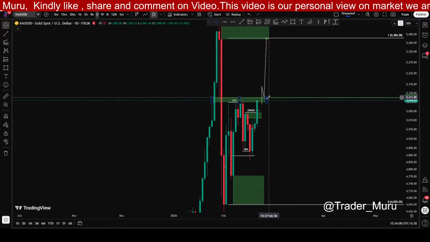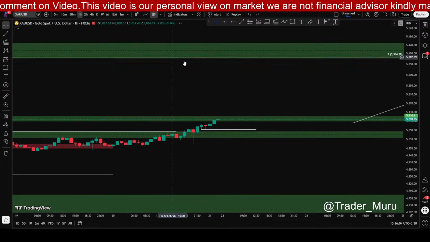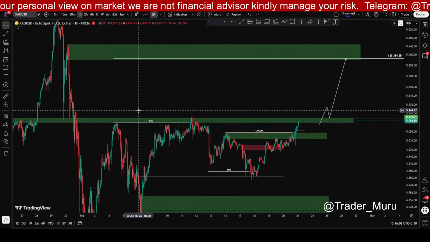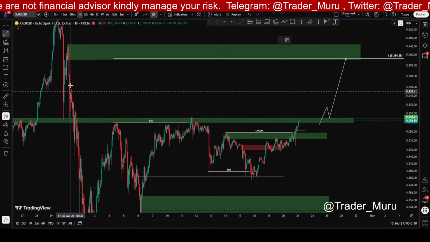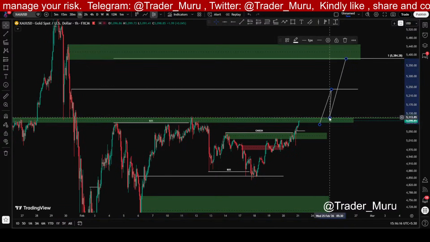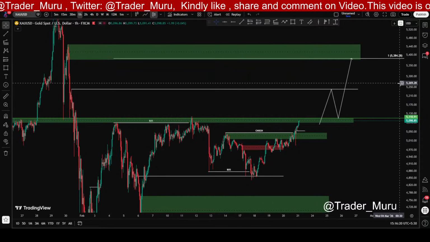So on the flip, it will pump with a good volume here till this area. Maybe we can see some pump and retest, again pump and then retest, and again high momentum.